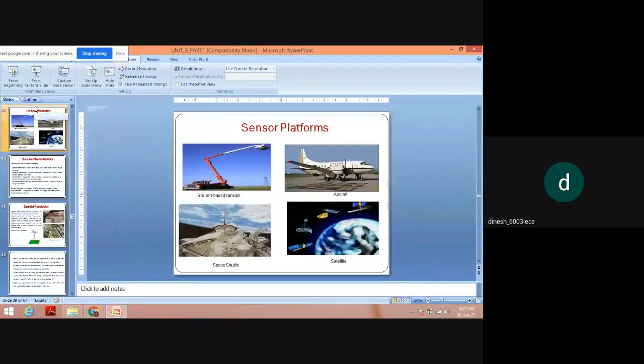Before we proceed on to the sensors, if there are any queries, you can type in the chat box.